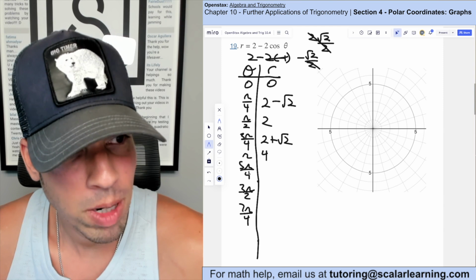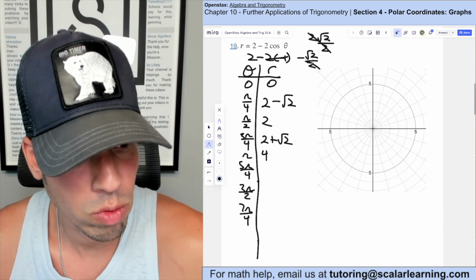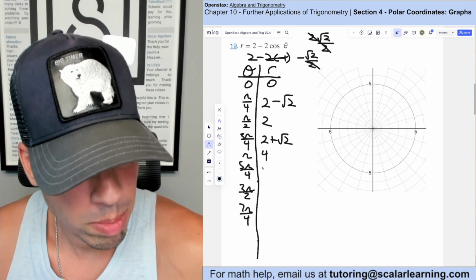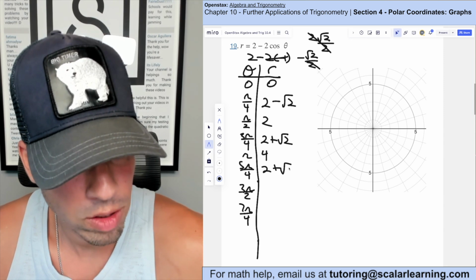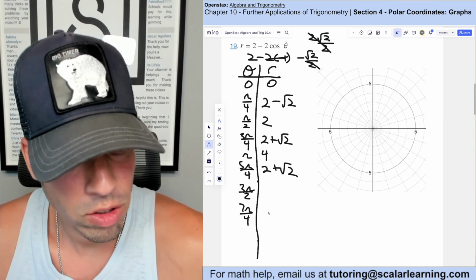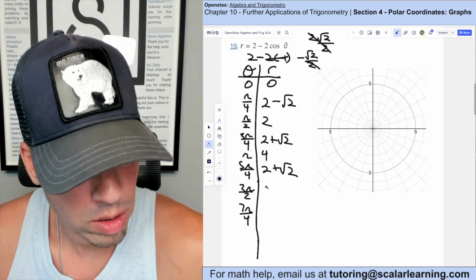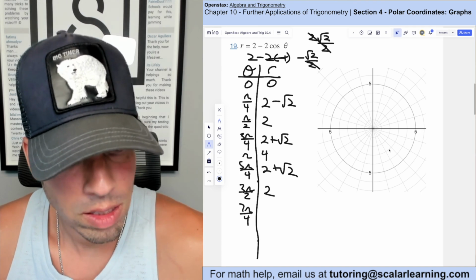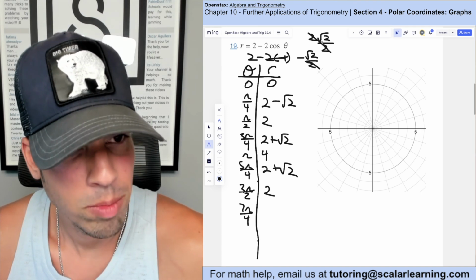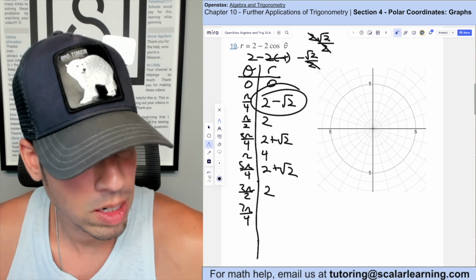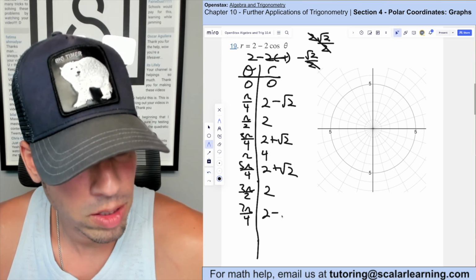And then we have 5 pi fourths. That's again negative rad 2 over 2. So that gives us the same thing as 3 pi fourths, which is 2 plus rad 2. Then we got 3 pi halves down here. That's 0. 2 minus 0 is 2. And then we got 7 pi fourths. That's again going to be positive rad 2 over 2, which is going to be the same as this. So we got 2 minus rad 2.